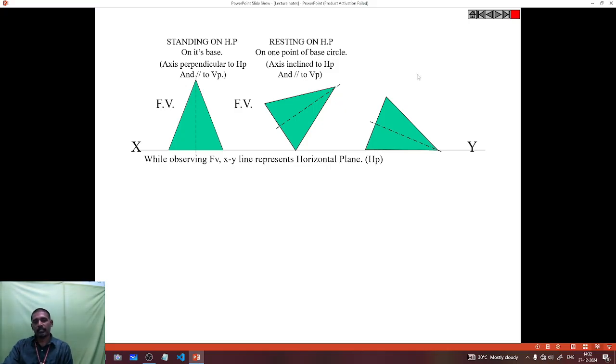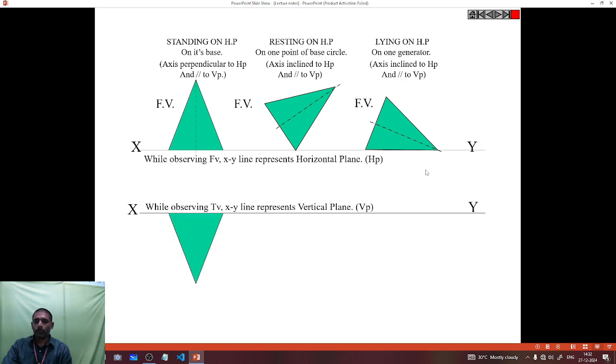The second case is resting on HP. In addition, one point of the base circle is resting on HP, which means it looks like the second case. In addition, the axis of the pyramid is inclined to HP, which means we are going to draw it like this. Next, lying on HP, which means one of the generators is lying on HP, we are going to draw the third case, similar to the top view case.